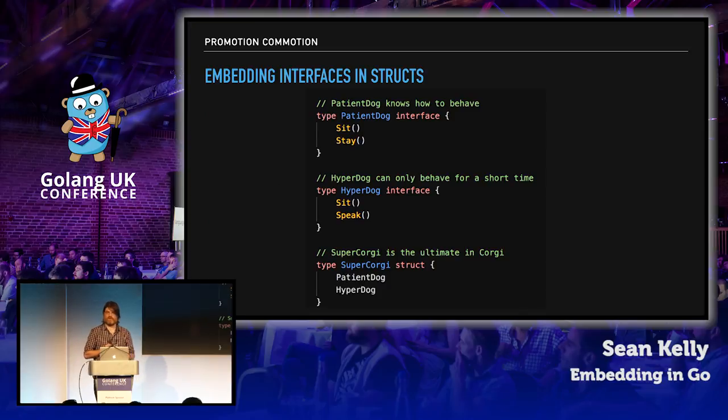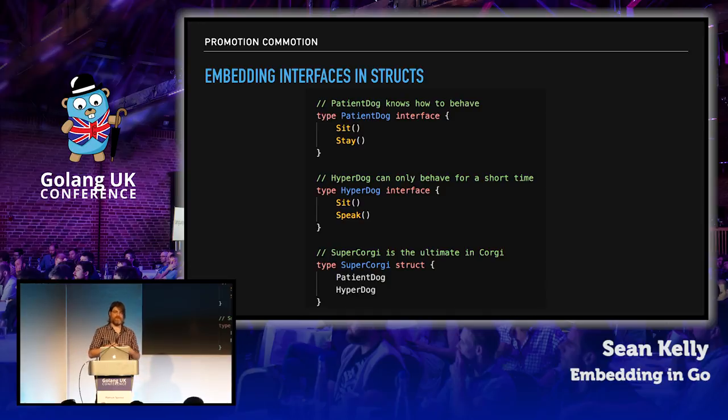So we'll go back to our dog training and breeding examples, because they're working so well so far. And you could have two types of dog behaviors. You could have a patient dog, and you could have a hyper dog. Both dogs know how to sit, although the hyper dog can't sit for very long. The patient dog knows how to stay, and the hyper dog knows how to bark at you, or speak, rather, I guess is the appropriate term. And you still have your super corgi that you're working on, because why would you give up that dream? It's the dream of everybody.